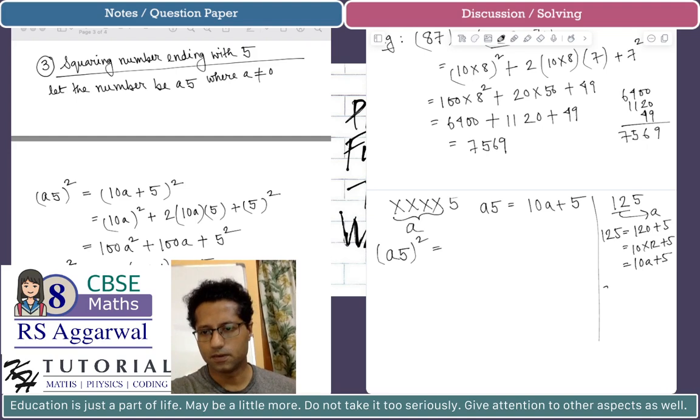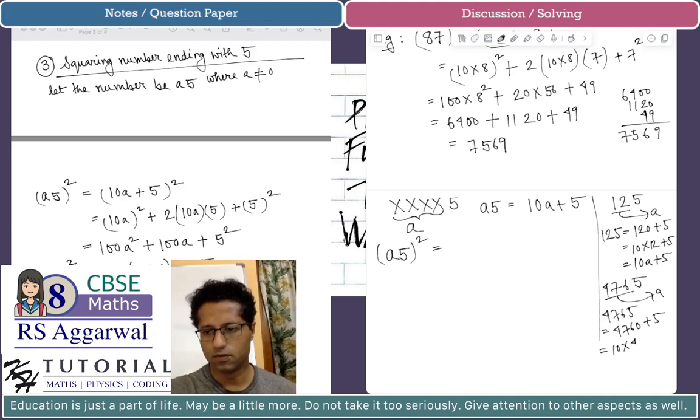Take another example, let's take a bigger number, 4765. So 476 is a, and we can clearly say that 4765 is nothing but 4760 plus 5. So this is 10 into 476 plus 5, this is equal to 10a plus 5.